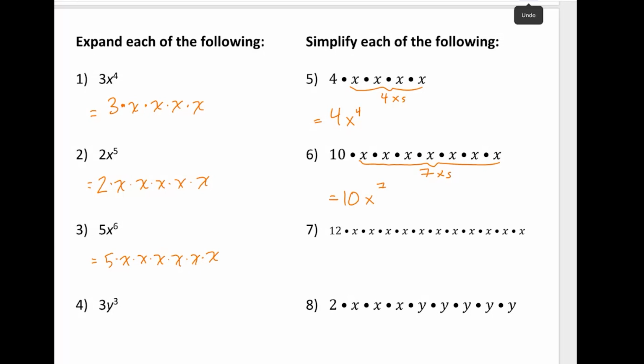Whereas here, that's a lot of x's after that 12. Just be careful counting them. When it gets to be more than 6 or 7 or whatever, sometimes I find it useful to underline them as you count them so you don't double count an x. 1, 2, 3, 4, 5, 6, 7, 8, 9, 10, 11. So this is 12x to the 11th power.